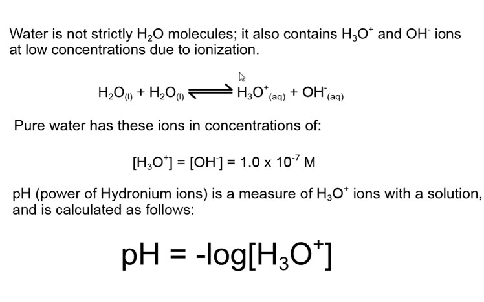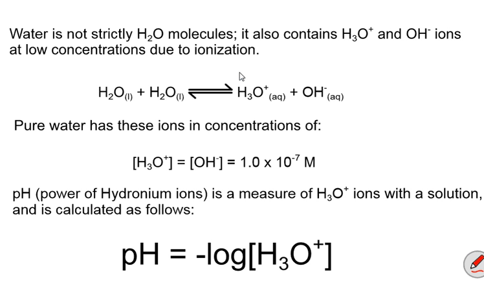Here's one little thing that's a little bit new for you guys. Water, even pure water, is not strictly just H2O molecules. It also contains some hydronium ions and some hydroxide ions. But those ions are at very low concentrations due to ionization. So here's what sort of happens, and this is a little bit of grade 12 chemistry for you, so you can kind of see where this is going.